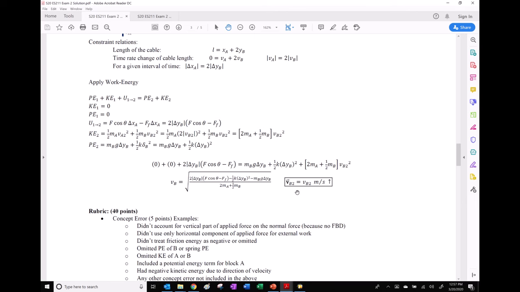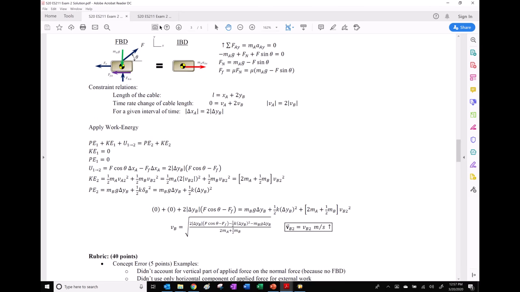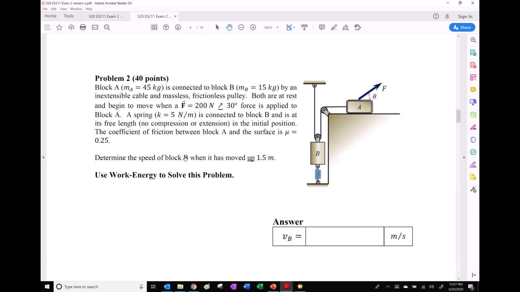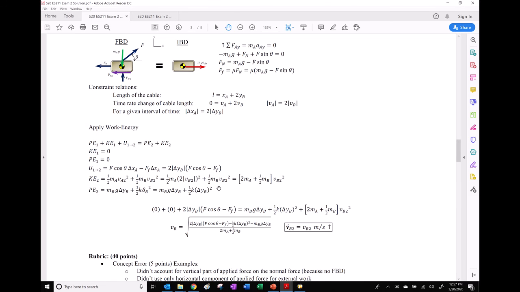There should have been a 2 right here. And so we're able to find. And I do believe the problem actually asks for the speed. Yeah, determine the speed. So you didn't need to provide a direction.